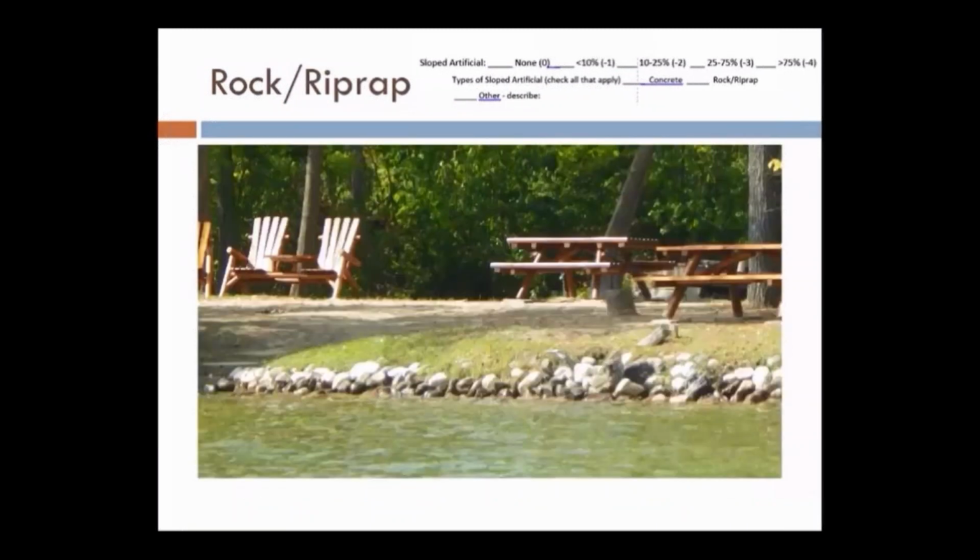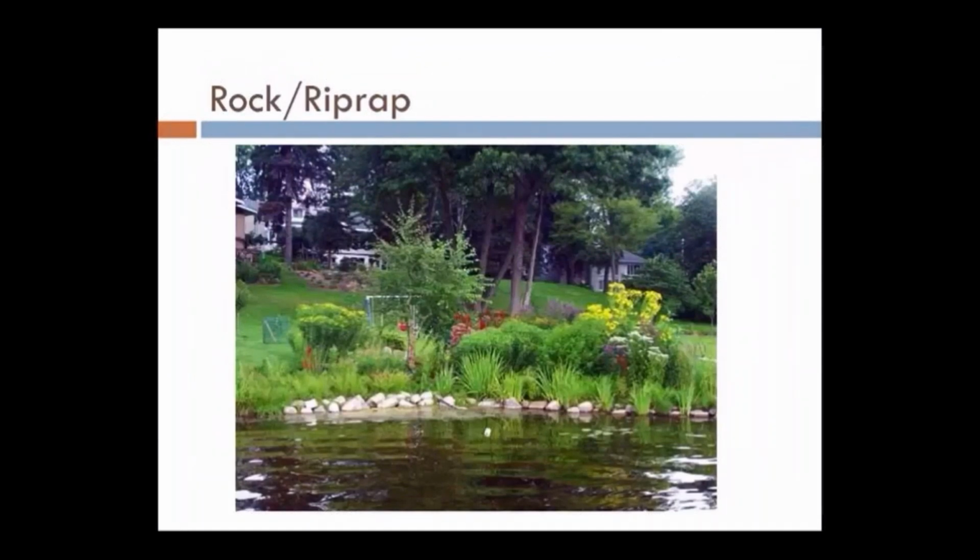Even a small amount of rock or riprap should be considered when you estimate the overall percentage of sloped artificial erosion control in the 1,000-foot section you are working on. And be sure to count it even if there is unmowed vegetation growing on top of it or behind it.